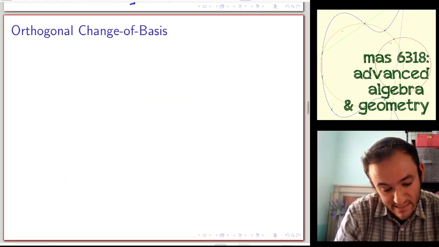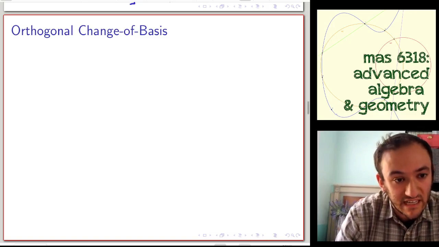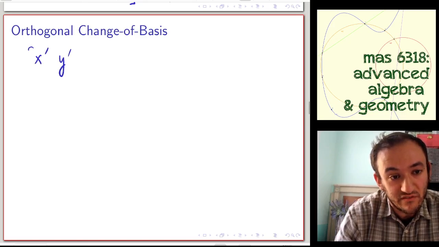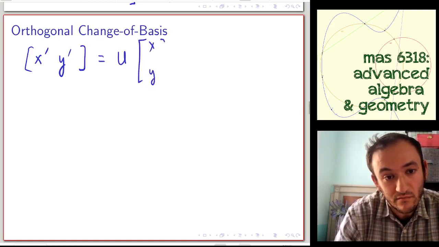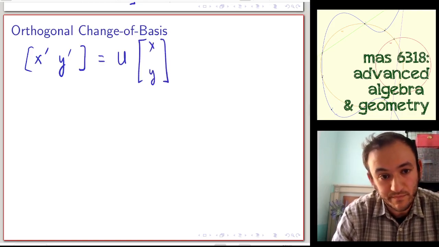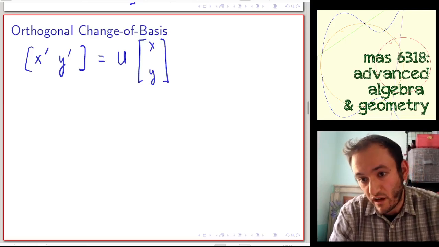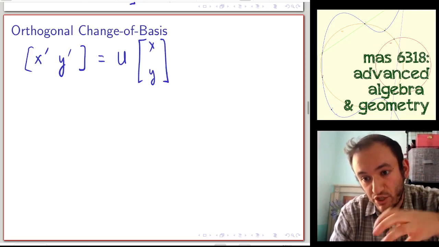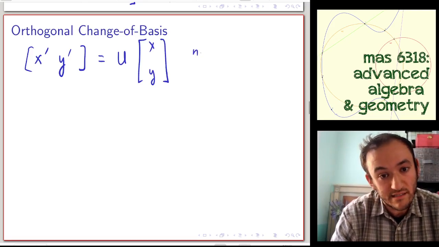So we can say, instead of using x and y like we were before, we're going to use x prime and y prime, which will be defined as U times (x y). Whatever U is, it's just some orthogonal matrix, which you can think of as a rotation in the plane. So these are new coordinates.